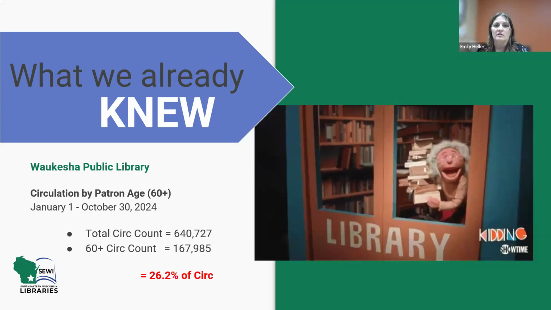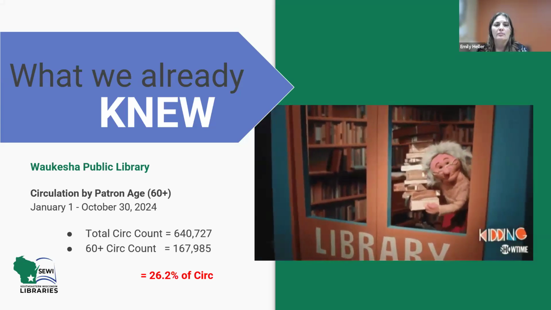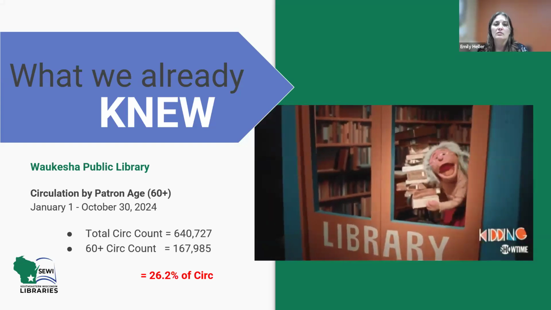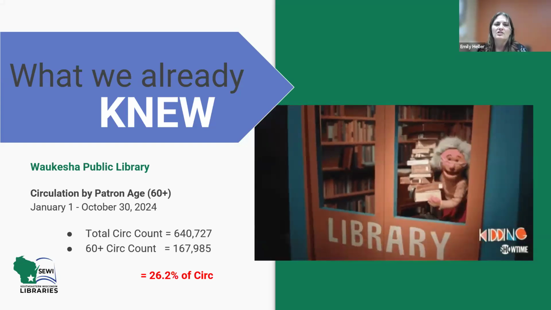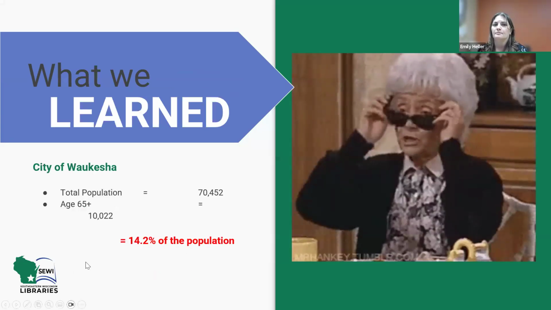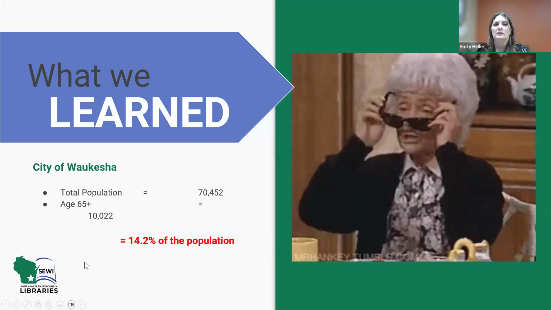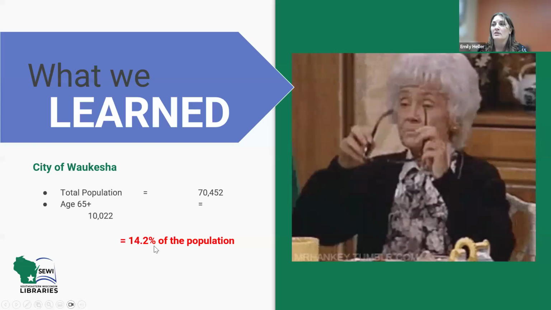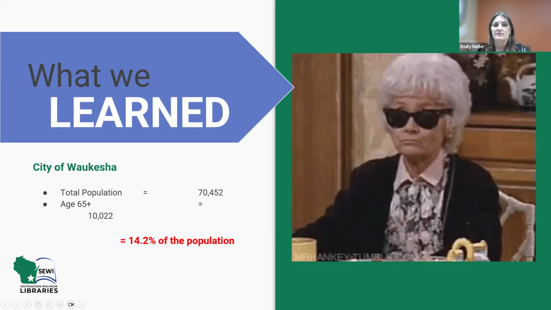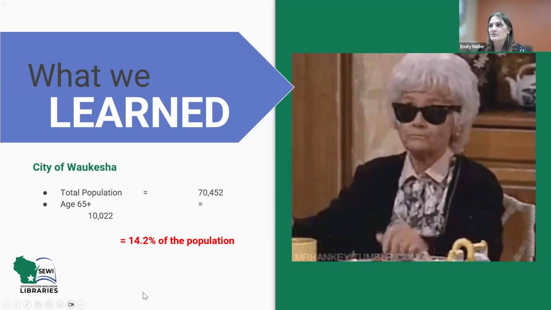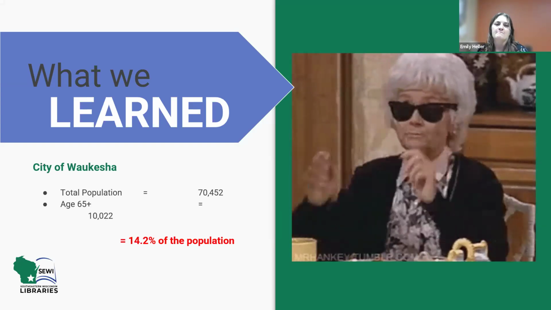So here's a good time to ask yourself some more questions. Are there programs designed for this age group? Or what did its attendance look like at those programs? And do you need more programs for this group? So what else did we learn? The external data from the US Census showed us that 14.2% of the population of the city of Waukesha was over the age of 65, which equals plenty of people to come to library programs, 10,000 of them.